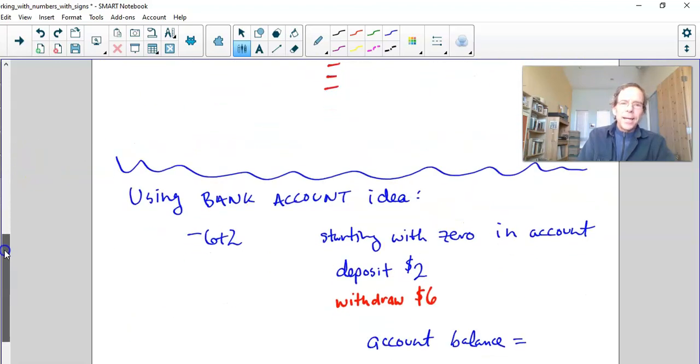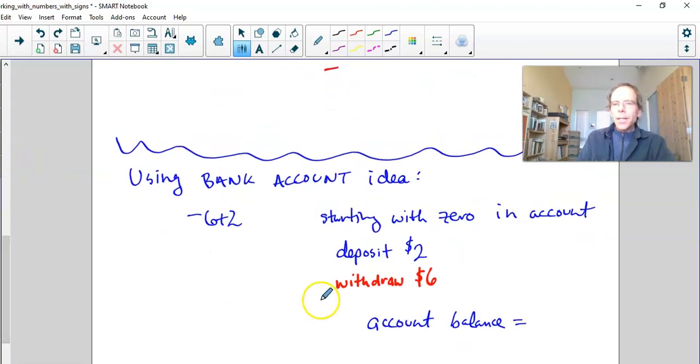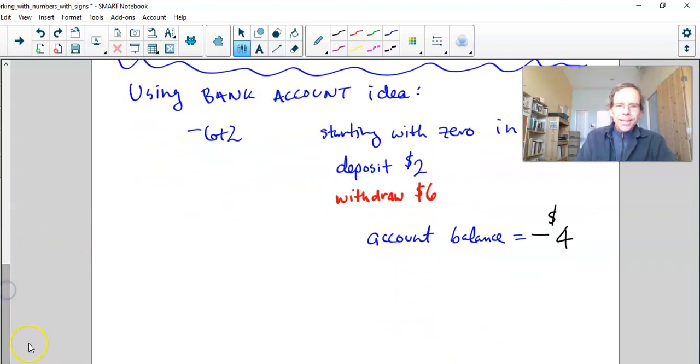And how about the bank account idea? Here's where you start with 0 in your bank account. You put in 2, but then you withdraw 6. And then your bank's going to be mad at you because you've borrowed money, basically. So the account balance would be -$4.